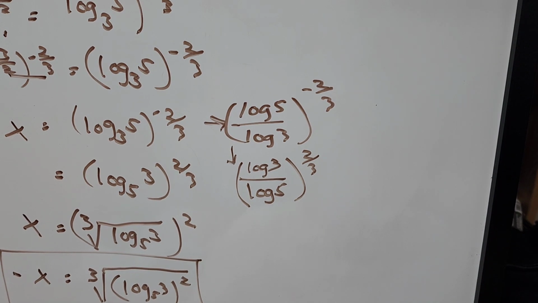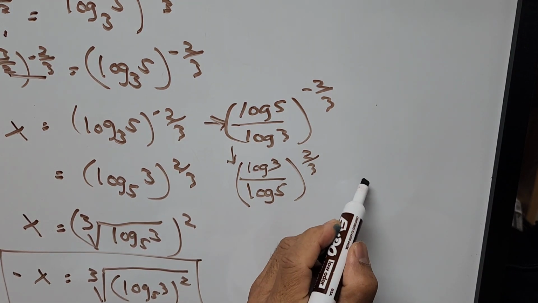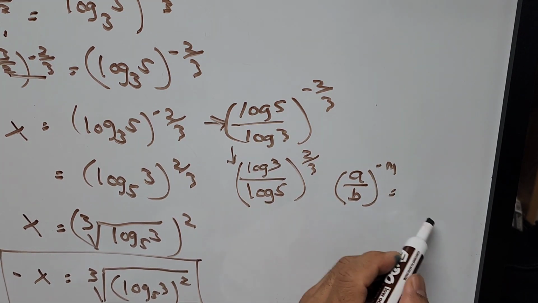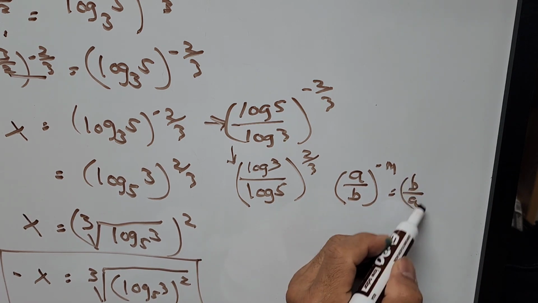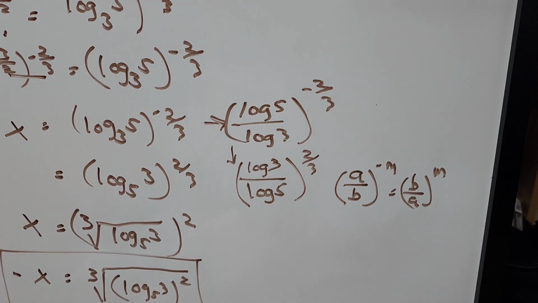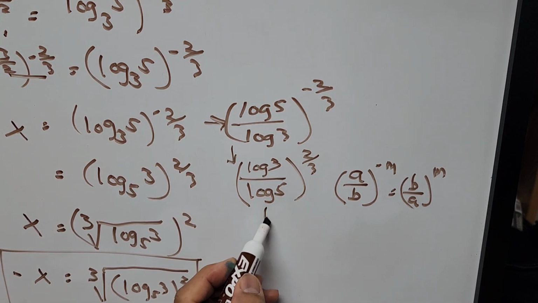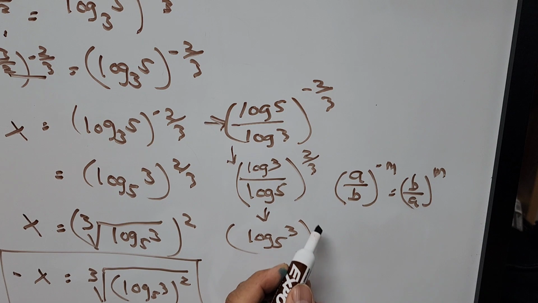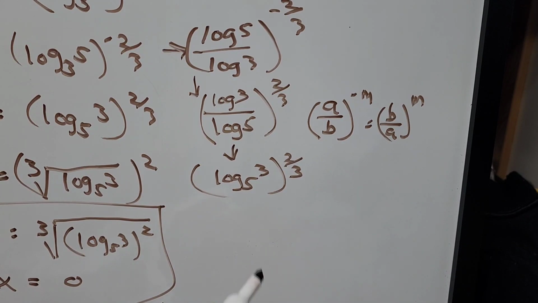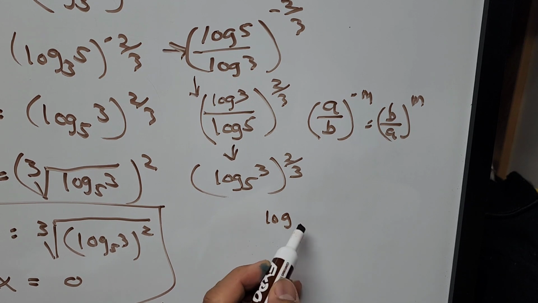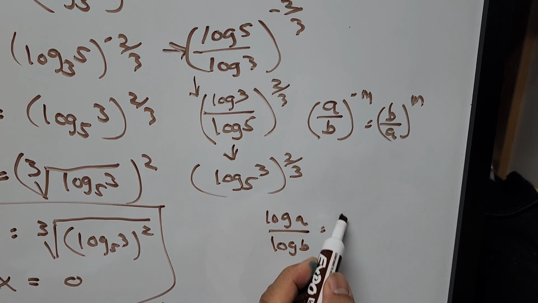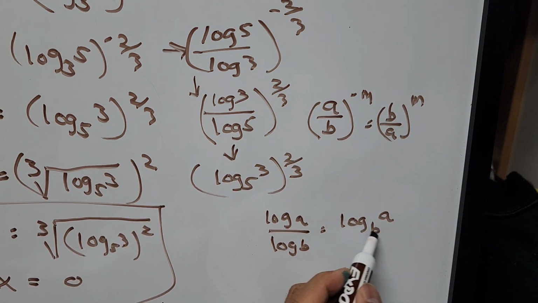This is from the quotient exponent rule, that is, a divided by b to the power of negative m is equal to b divided by a to the power of positive m. And from here, based on the change of base formula, this becomes log base 5 of 3 to the power of 2/3. And this is from the change of base formula, log of a divided by log of b is equal to log of a base b.